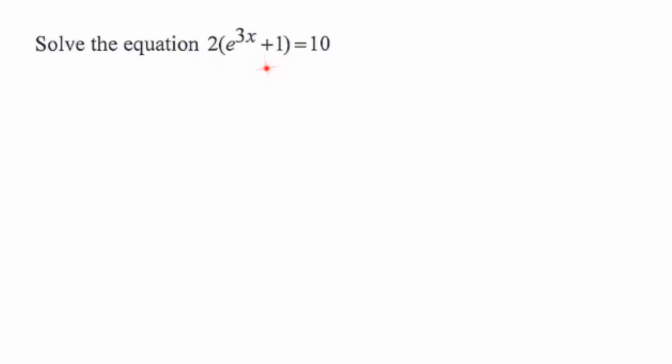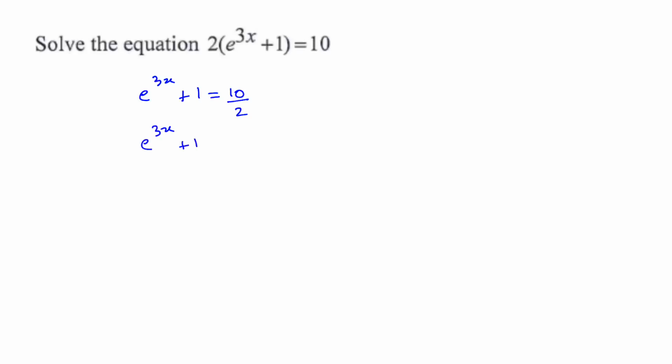Moving on to the next question. This question has an a. So first we have to remove everything to the other side to make our function alone. So a to the power of 3x plus 1 is equal to 10 divided by 2.